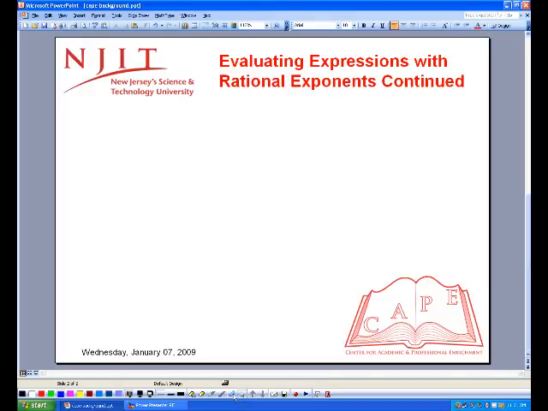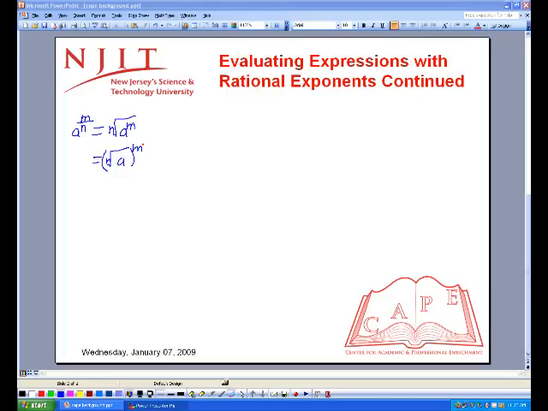My name is Amin. Today I will be covering evaluating expressions with rational exponents, continued. In this section we will generalize the concept of rational exponents. We'll have numbers, say a raised to the m over n power this time, instead of 1 over n. This will be the same as the nth root of a to the m, which is the same as the nth root of a, the whole thing to the m.